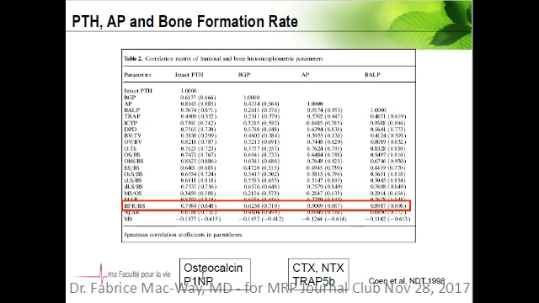The same here for TRAP. TRAP is a specific enzyme from the osteoclast, the cells that are responsible for bone resorption. There are a few studies that correlated TRAP with the level of bone resorption on bone biopsy. Unfortunately, it's not very available for clinical use. It's available mainly for research.